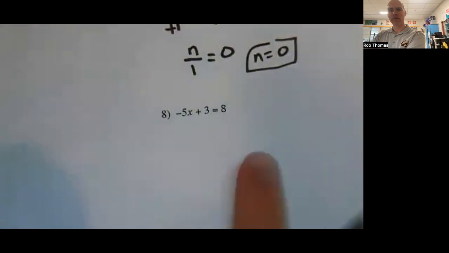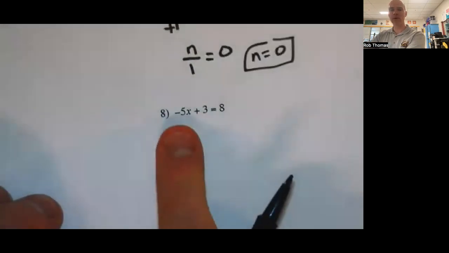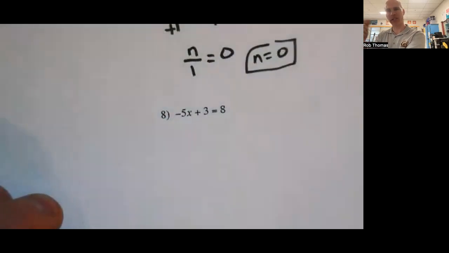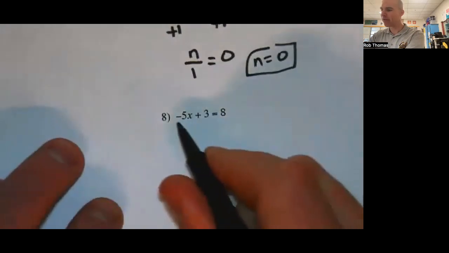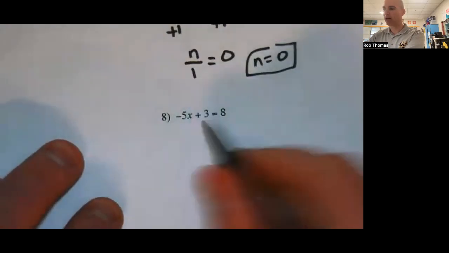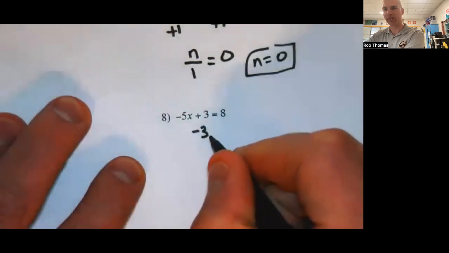Okay, and then lastly, I'm going to do this one just because it has multiplication in it by a negative number. And it seems like a lot of the other ones I've done have had division in it. And I just want to make sure you're seeing me do both. So -5x plus 3. I'm going to subtract 3 to cancel out this plus 3.